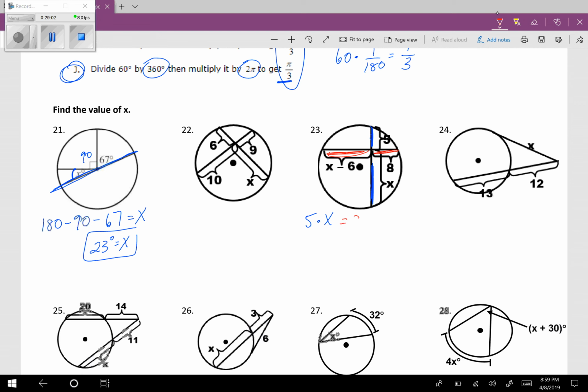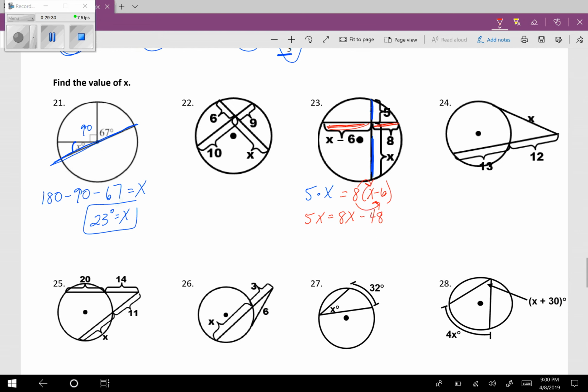So 8 times x minus 6. And then we'll go through and we will multiply here. So 5x is just 5x. Now, distributive property. Y'all have to be very careful. Y'all were making a lot of mistakes with your distributive property the other day. So you get 5x is equal to 8x minus 48. Okay, you've got to get that there. So now we'll go on ahead. We'll take this 48 over to the other side.